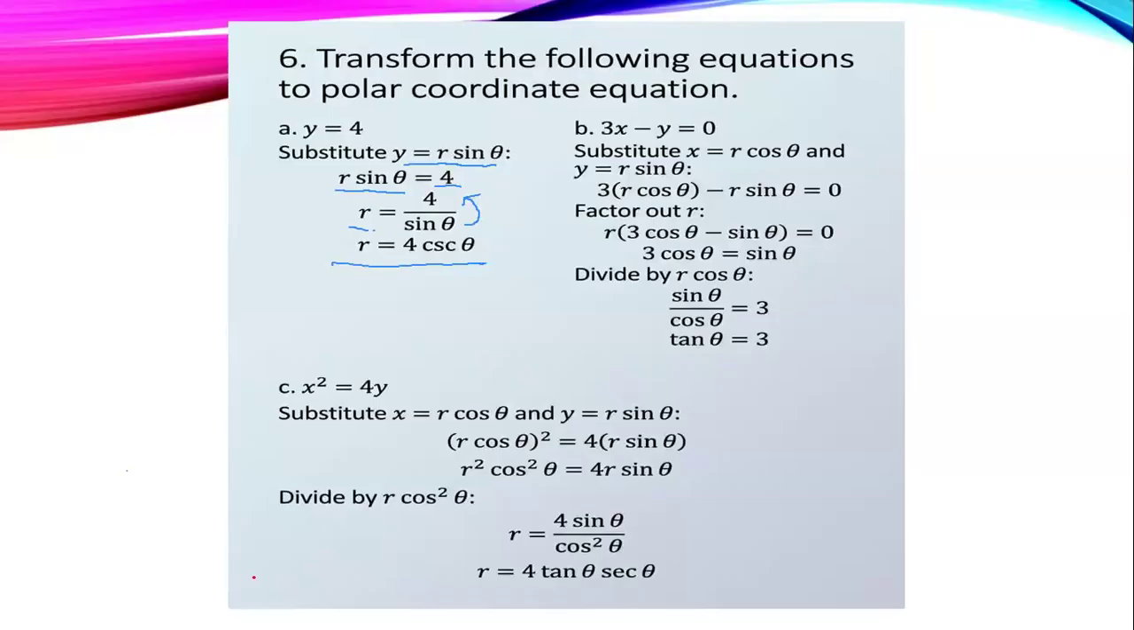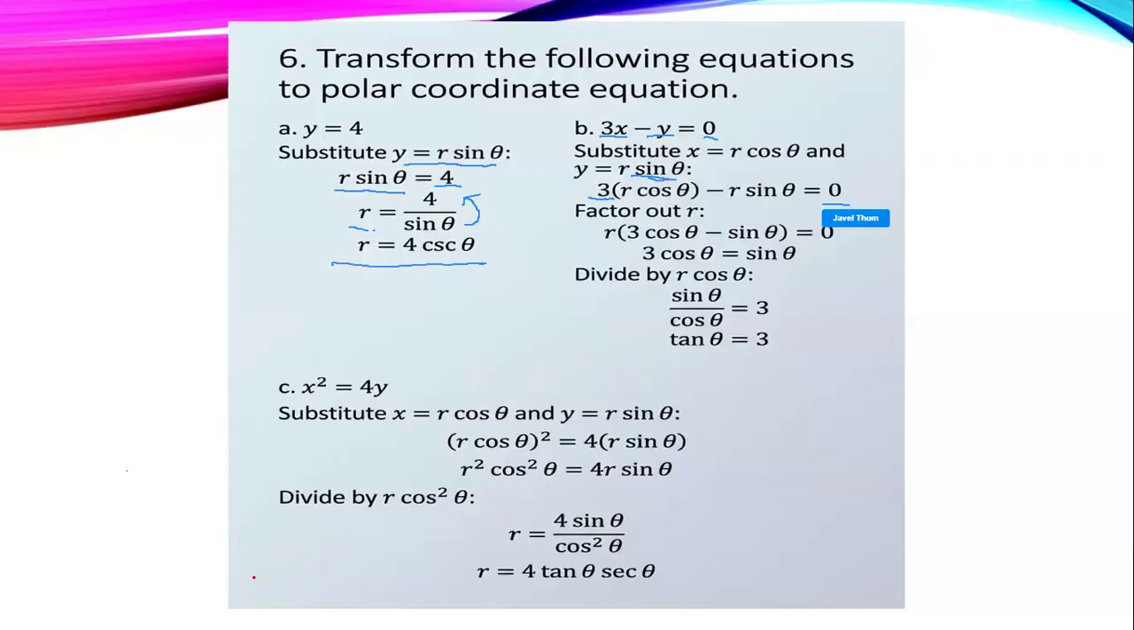Now moving on to b, we have 3x minus y is equal to 0. In this case, we're going to use x is equal to r cos theta, and y is equal to r sine theta. So we just substitute our x and y values: 3 times r cos theta minus, well, we have y here, so replace that with r sine theta, minus r sine theta is equal to 0.